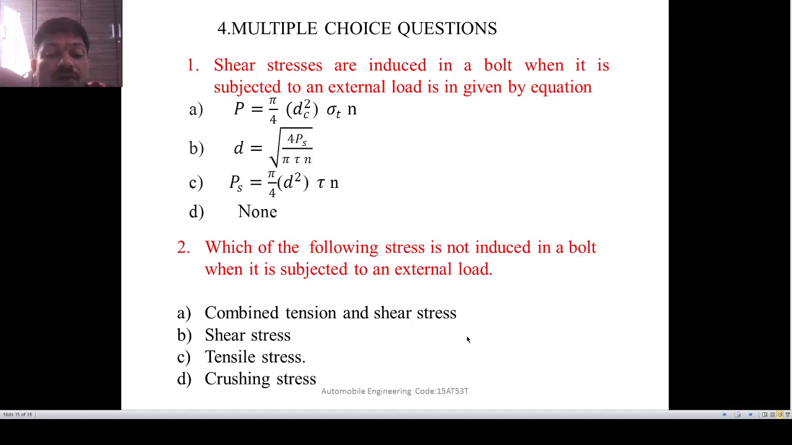Okay. At the beginning of the design session, in the third session, we discussed the different types of stresses which act on the bolts. Based on that we are going to design. In that, tensile stress, shear stress and combined stresses are induced in the bolt, we know. But there is another, crushing stress, given as option D. We are not designing the bolt based on the crushing stress. Therefore option D is the correct answer.